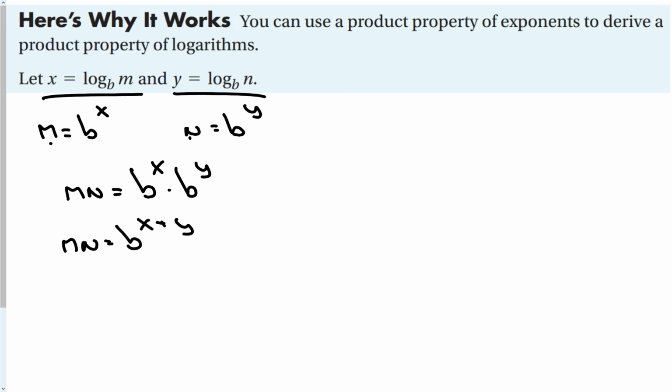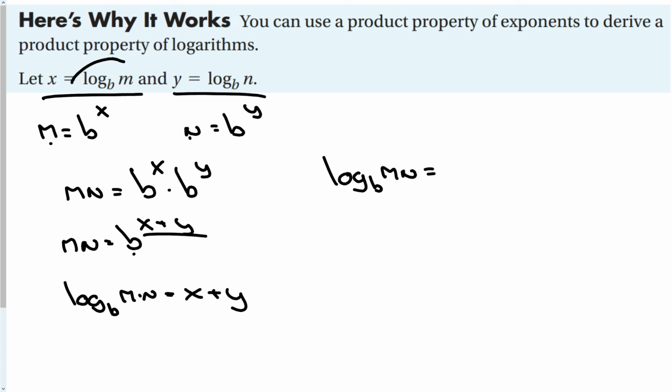Now if I go back to a logarithm, I'm going to say log with a base b of m times n is equal to the exponent. And then we take this all the way back to the beginning. We can see now my rule for logarithms: the log base b of m times n is equal to x, which is log base b of m, plus y, which is the log base b of n.